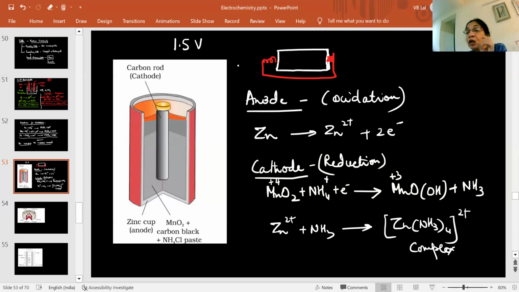So if you leave this cell connected, yes, tell me. Ma'am, after that ammonia gets combined with the, ma'am, like you said, the smell that is coming out now, ma'am.